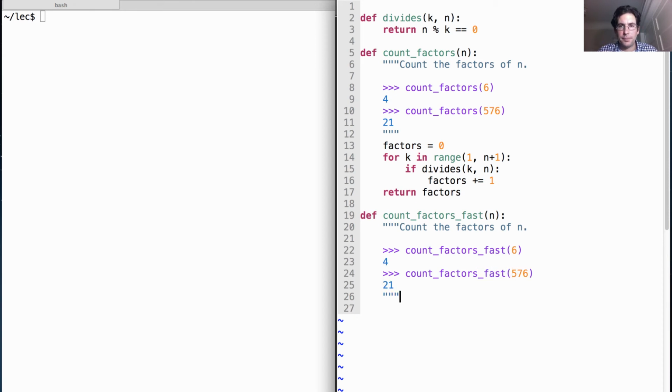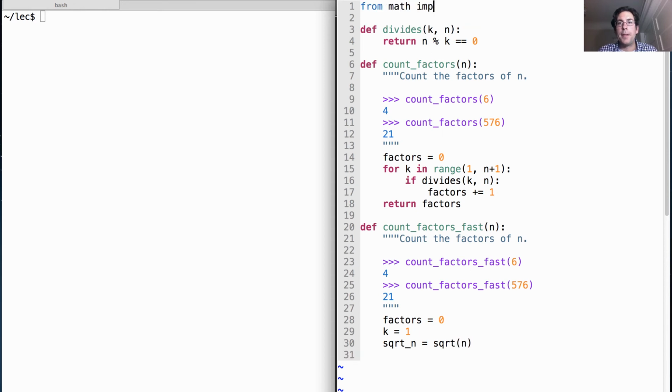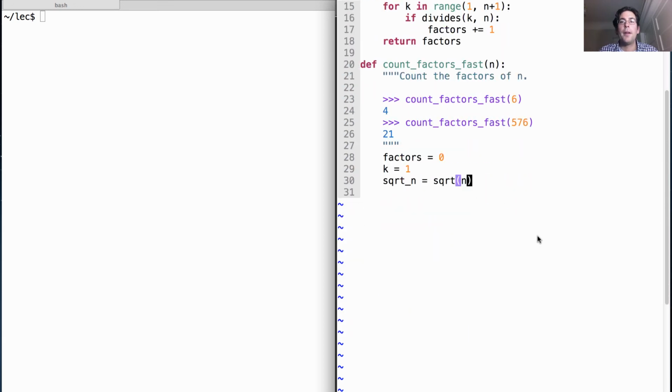And what is the fast version again? Well, that's a function that tries everything up to the square root. So let's keep factors around, just like we did before. We'll also keep the number k, which is the k that we're considering. And let's keep the square root of n around and only compute it once, where we have to import square root from math. Okay, so while it's the case that k is less than the square root of n, what shall we do? Well, if k divides n, then we're going to add 1 for k and 1 for n divided by k, so 2 factors. And we know k is less than the square root of n, so we know that n divided by k is larger than k. And then we have to increment k.